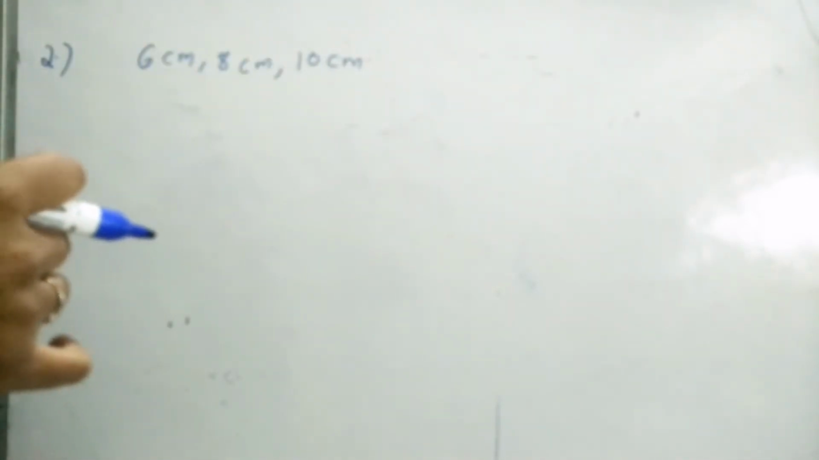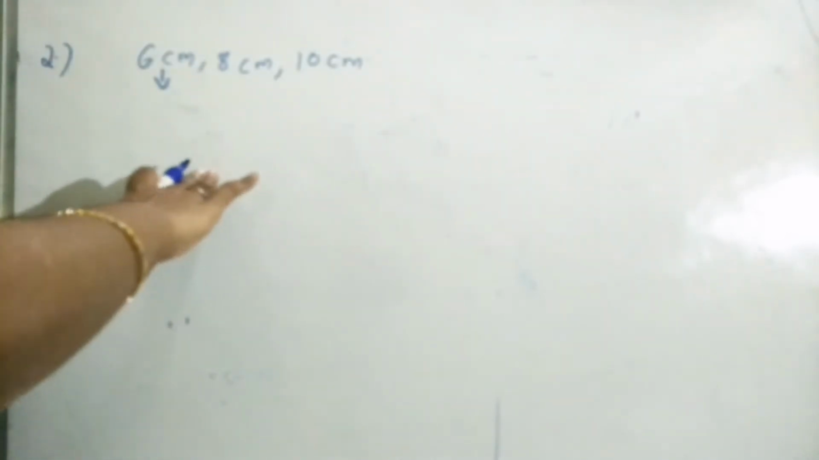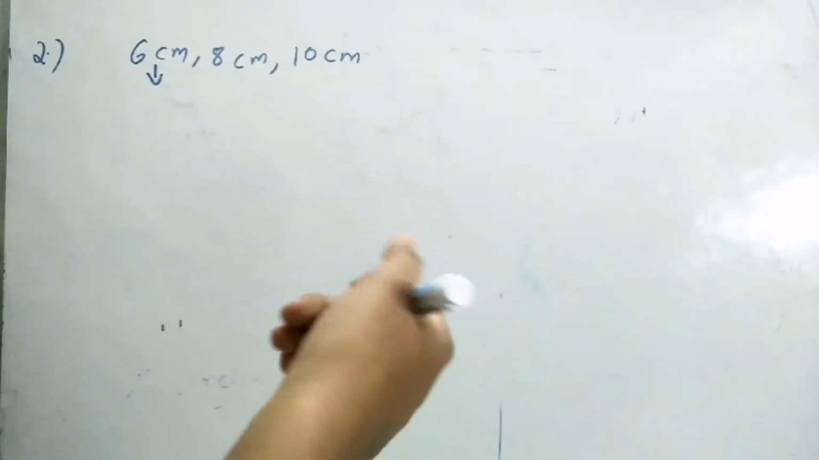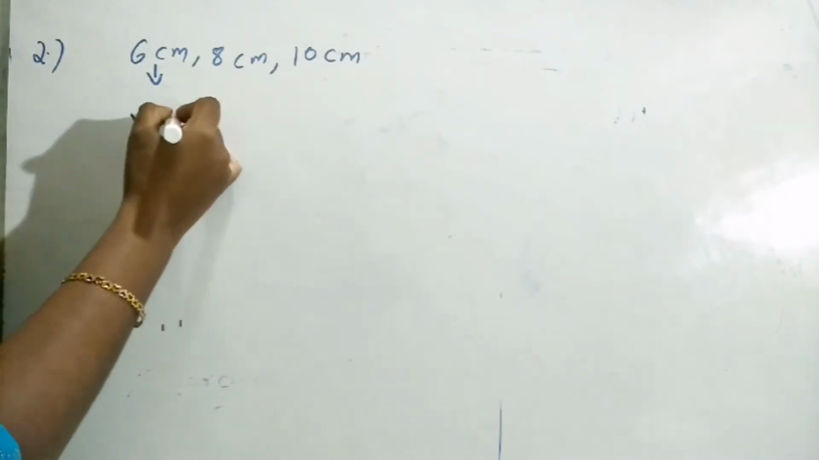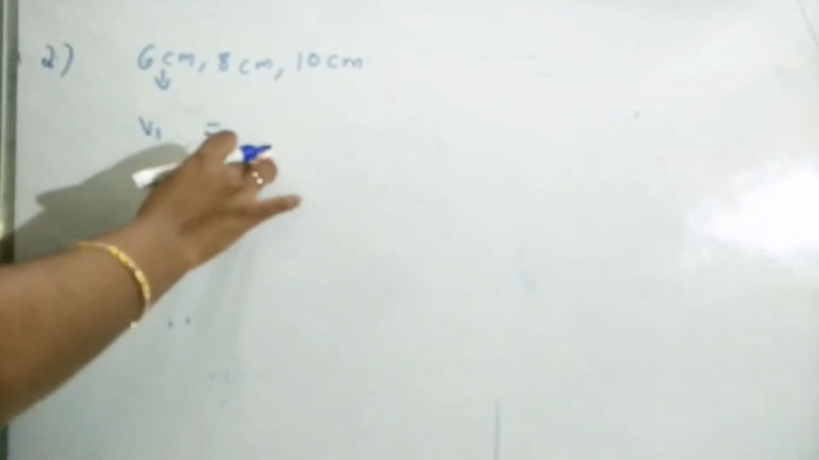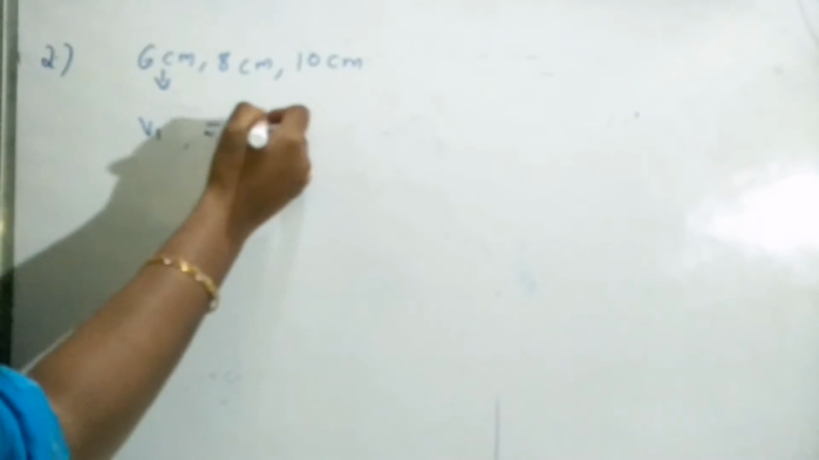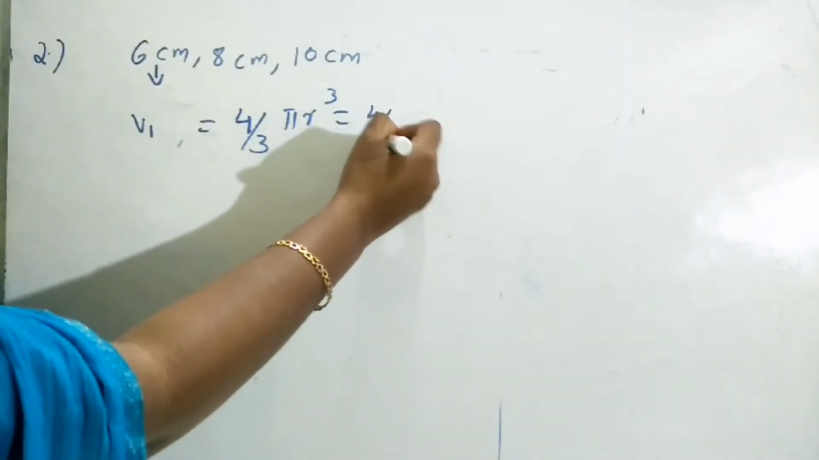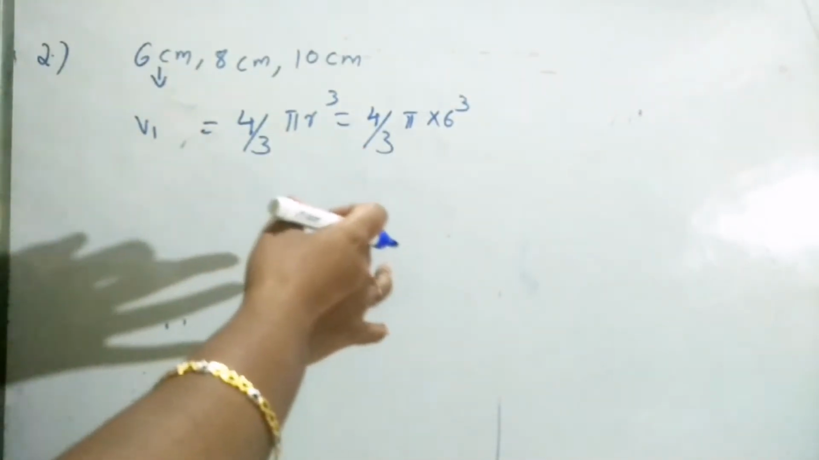So the volume of the first sphere, the sphere with the radius 6 centimeter, let it be V1. V1 is equal to 4 by 3 pi r cube, which is equal to 4 by 3 pi into 6 cube.